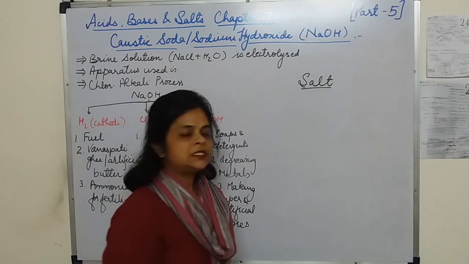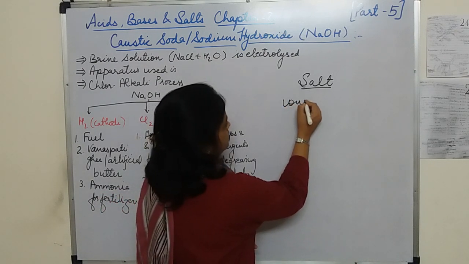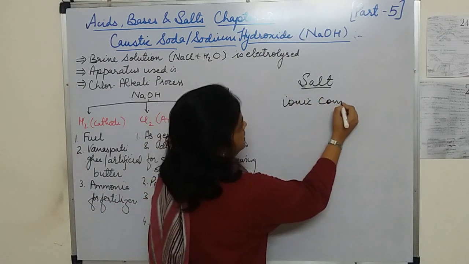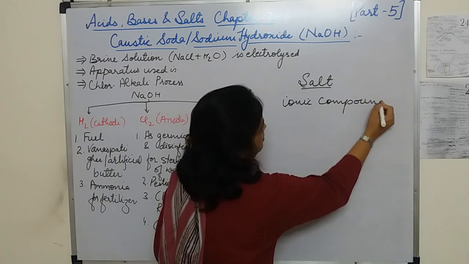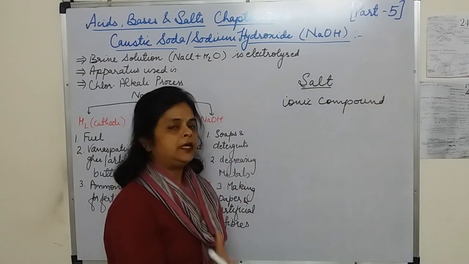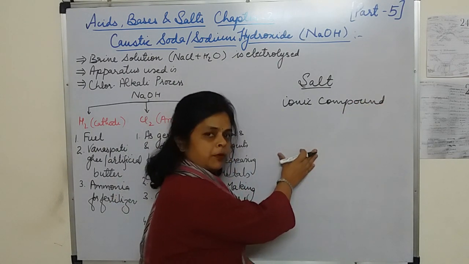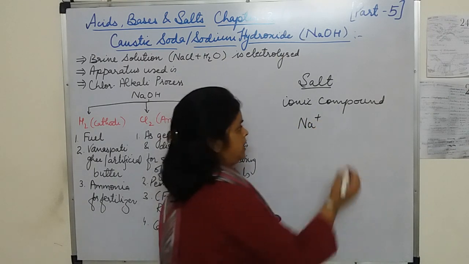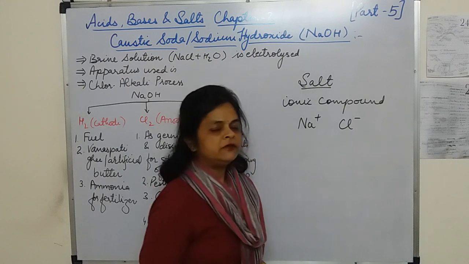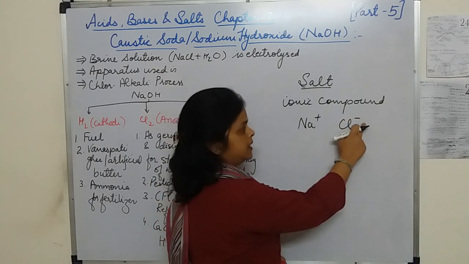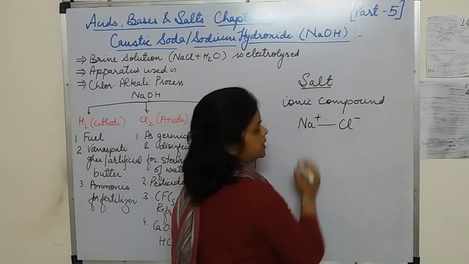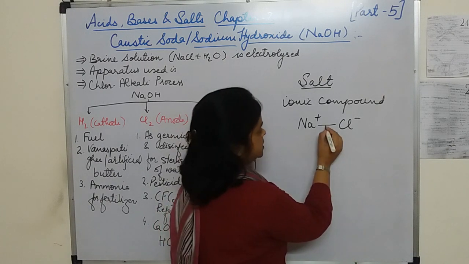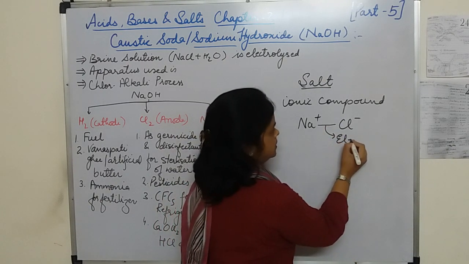Students, salt is an ionic compound. It is an ionic compound which is made up of a cation and an anion. Cation is the one carrying the positive charge, for example Na+, and anion is the one carrying a negative charge. So cation and anion are bonded together by a strong electrostatic force of attraction.